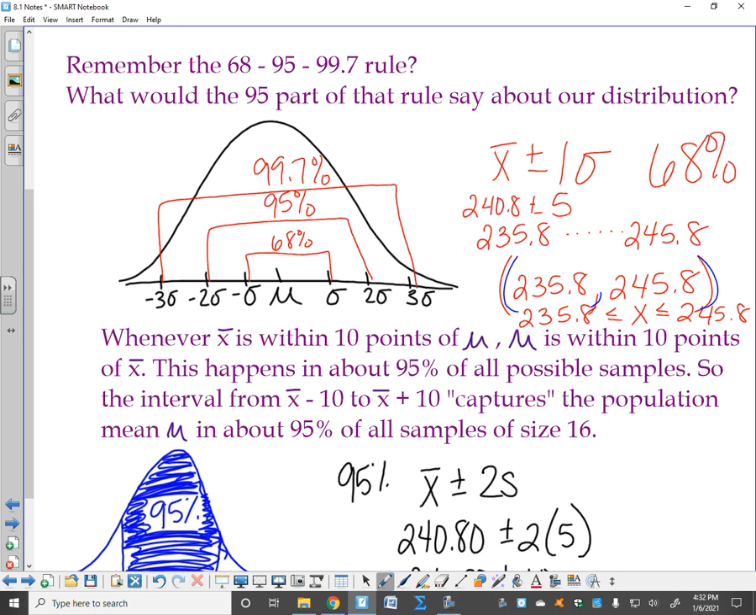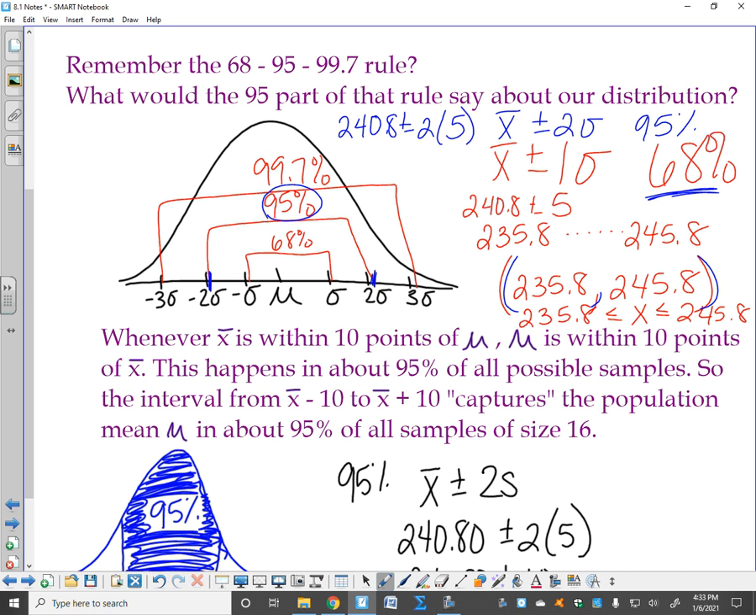Now, if you want to get more confident, a higher percentage, you've got to up your dartboard. So if I want to be 95% confident, well, now you've got to go 2 standard deviations. So now I'm going to do X bar plus or minus 2 standard deviations, and this is going to get me 95% confidence. Higher confidence, but a bigger interval, a bigger span for mu to live in, because I'm going to be more confident that I'm going to hit the dartboard. So that would be 240.8 plus or minus 2 times the standard deviation of the sampling distribution.